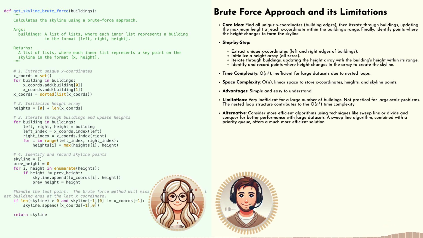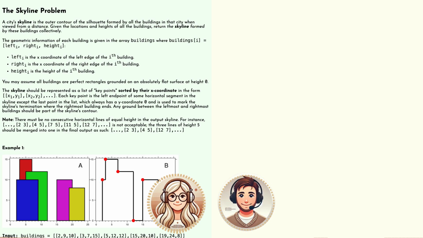Okay, so let's unpack the challenge a little bit here. It's tempting to just trace the top edge of every single building. Right. But that would be way too many points for our output. We don't need all that. We only want those points where the height actually changes. Absolutely, and that's really where the efficiency challenge comes in. A really naive approach could easily get bogged down with tons of unnecessary calculations.